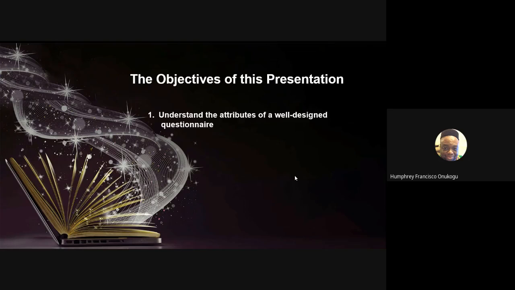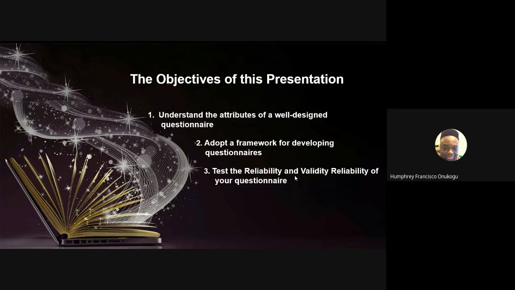The objectives of this presentation are three. The first one is to understand the attributes of a well-designed questionnaire. What are the things that we can look at and say, yes, this questionnaire is well designed?